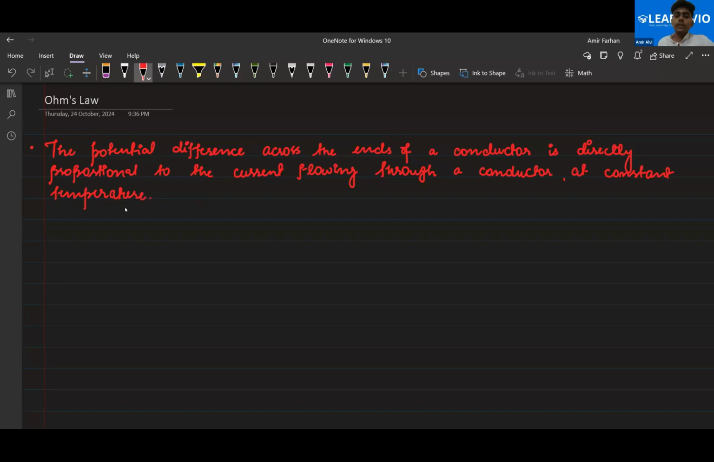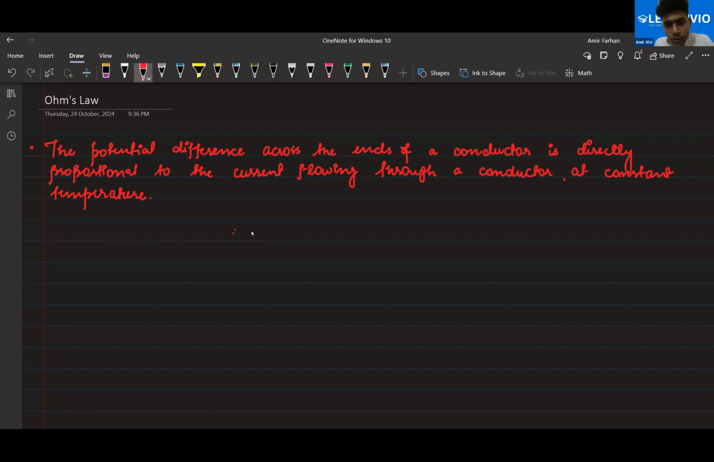Okay. So the potential difference across the ends of a conductor is directly proportional to the current flowing through it at constant temperature. This is called Ohm's law. This is the statement of Ohm's law. If a question comes in the exam that says state Ohm's law, you have to write this definition in the exam, and you have to write this as well.